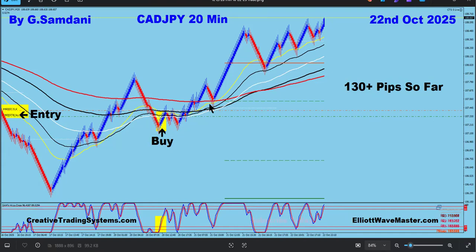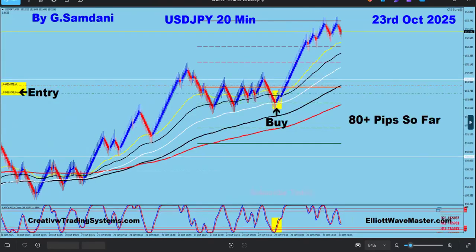So CAD yen, this is what the entry is. It's on the 20th. And then again, this is a very slow mover. So I had to hold it for a couple of days and then end up here for 130 pip to the upside. Yen weakness gave me this one as well for 80 pip.